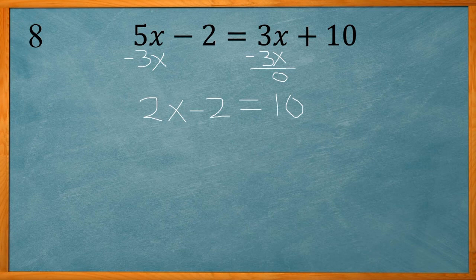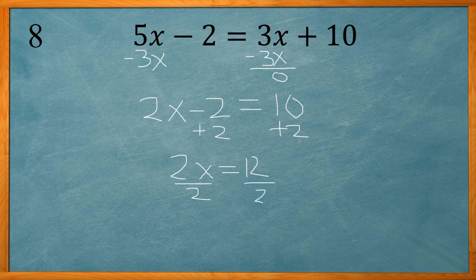Now this looks like the problem that we've done before. It's going to involve 2 steps, getting rid of this minus 2, and then dividing by the 2 to get the x by itself. So do the opposite, add 2. Okay, so that leaves me with 2x equals 12. And the opposite of 2 times x, you divide by 2. So x equals 6.